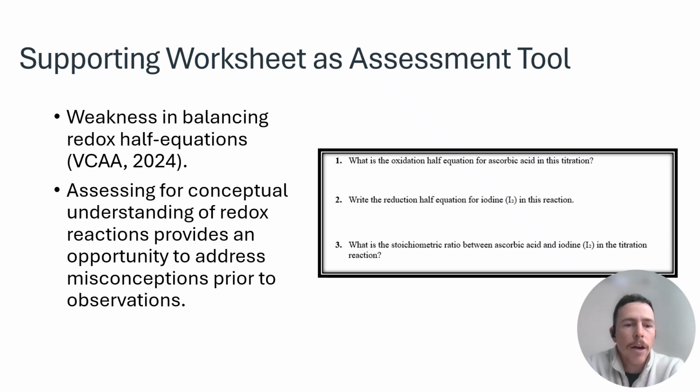This will allow us to assess conceptual understanding of redox reactions before students actually complete the experiment and they're deep in the experiment, so that we can address any misconceptions and make sure they're on the right path. They're able to relate the chemistry to what they're seeing.